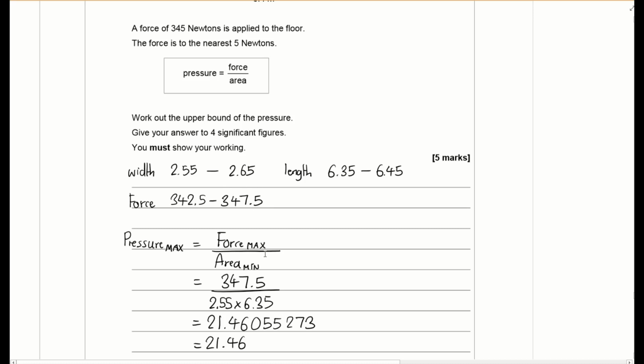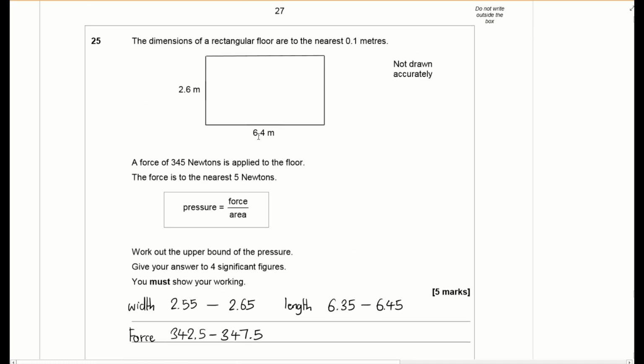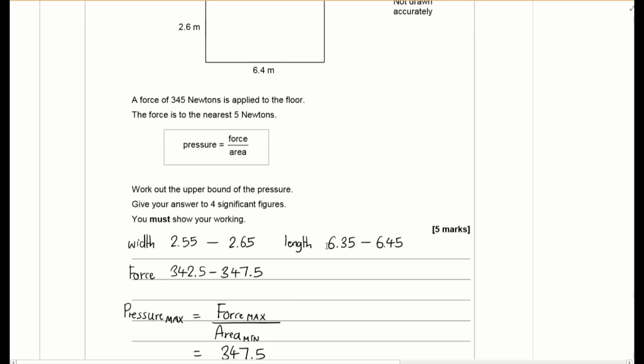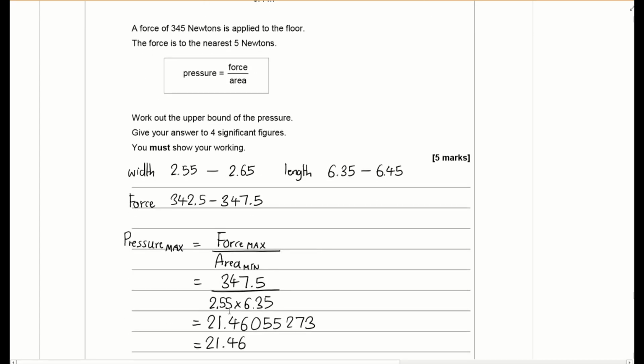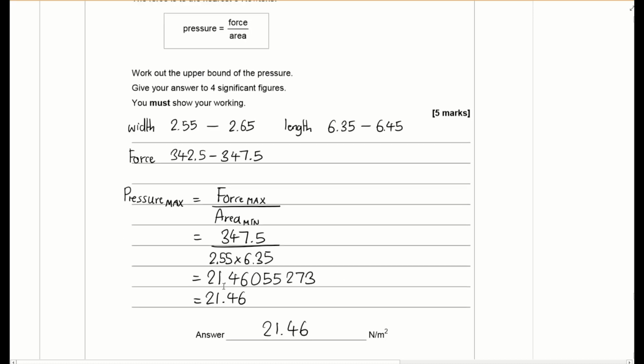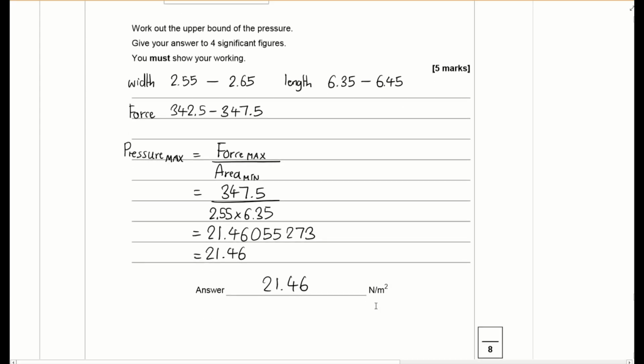But we also said we needed the lower bound, or the minimum value for the area. Well, the minimum value for the area will be the lower bound products of the length and width. So we would have 2.55 times 6.35. When we multiply that, we get 21.46, etc. But the answer is required to 4 sig fig, so it's 21.46, which is your upper bound for the pressure.